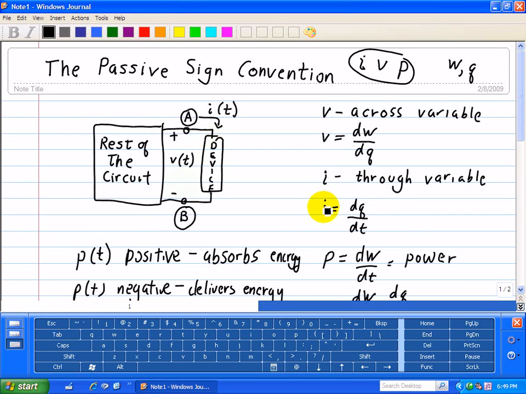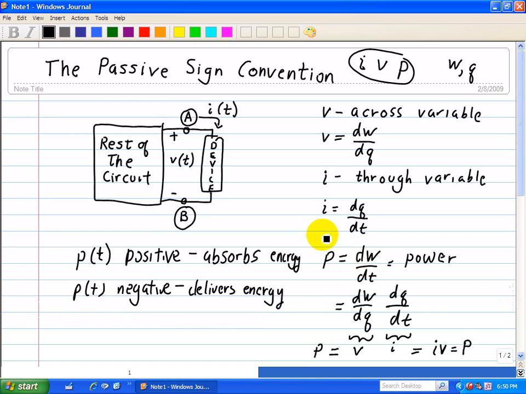And mathematically, current can be defined as the derivative of the charge with respect to time. So basically we're counting the number of charges at a particular point in the circuit. And then finally, power is defined as dW/dt, where W is the energy and t is the time. So it's the amount of work you do or expend per unit of time.